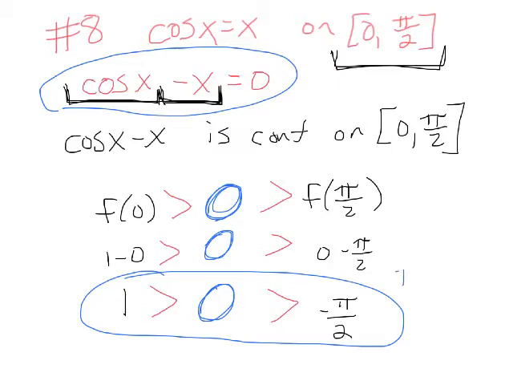So there exists a c such that f of c equals 0.